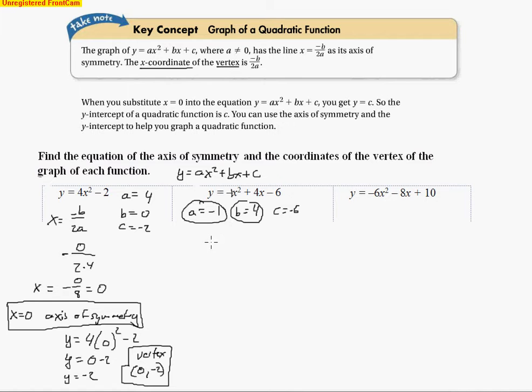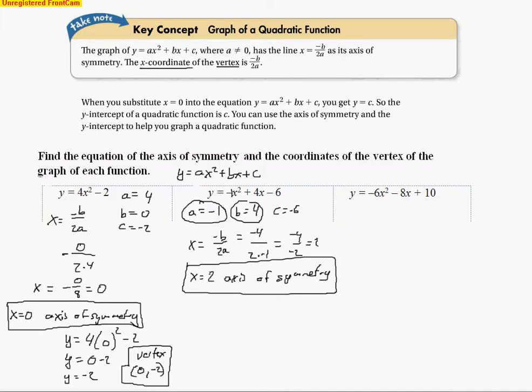And so I'm going to plug them into my formula, which goes negative b over 2a. So b is 4, so it's going to be the opposite of 4 over 2 times negative 1, which makes negative 4 over negative 2, which makes 2. And so my x value is 2. So this is the axis of symmetry. And then once I've got that, I can move on to my vertex.